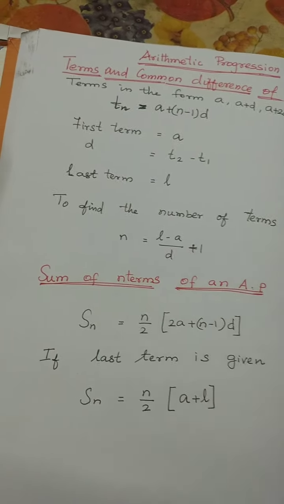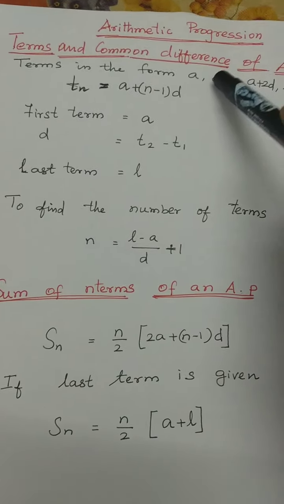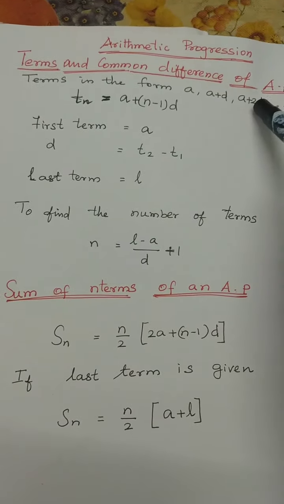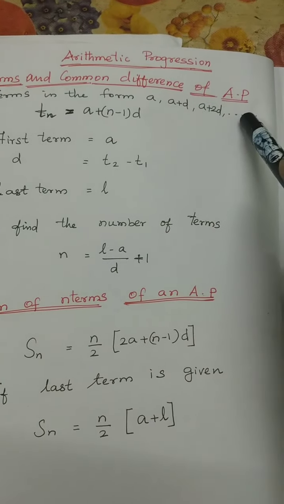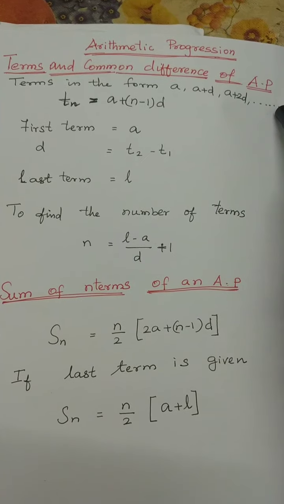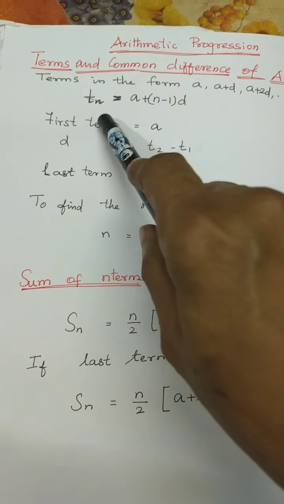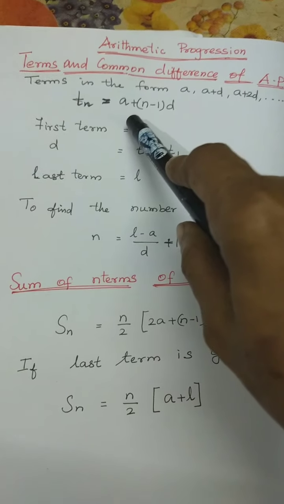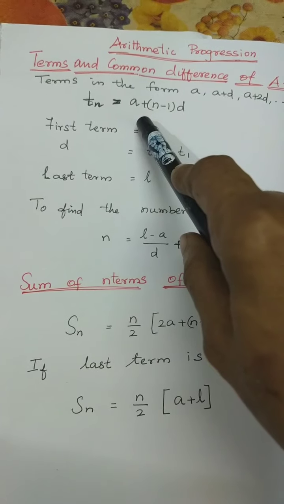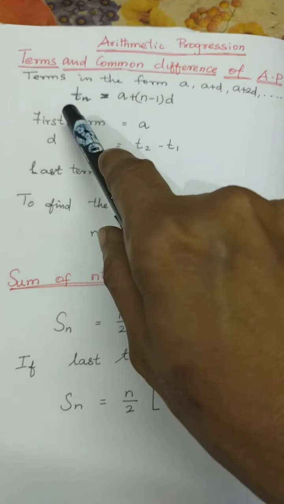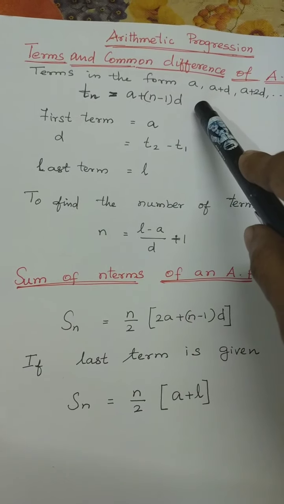So a is the first term, a plus d is the second term, and the third term, and so on. a plus n minus 1 into d is the nth term. So to find the nth term, that is, to find the 8th term of an AP, or the 12th term of an AP, we are using the formula Tn is equal to a plus n minus 1 into d.